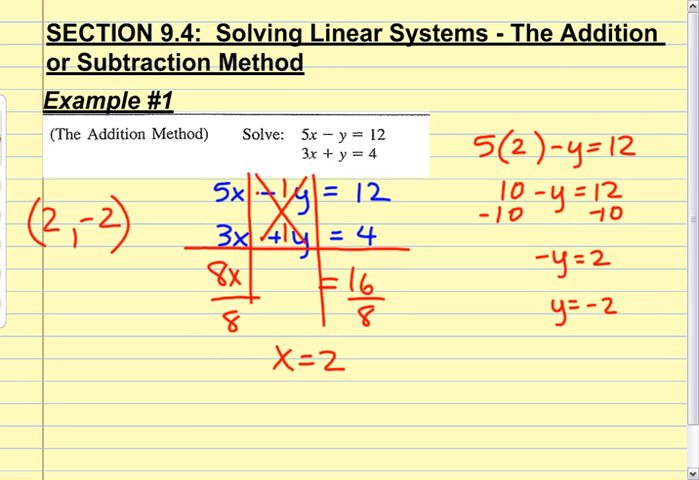Perfect. Now let's review a couple of things. Look at each of the variables. Look at the x variables. Do they have the same number in front of them? No. Look at the y variables. Do they have the same number in front of them? Yes. Okay, are those numbers opposites of each other, or are they the same? They're opposites of each other. Okay, if they're opposites of each other, then I want to add them, because that'll make them cancel out.